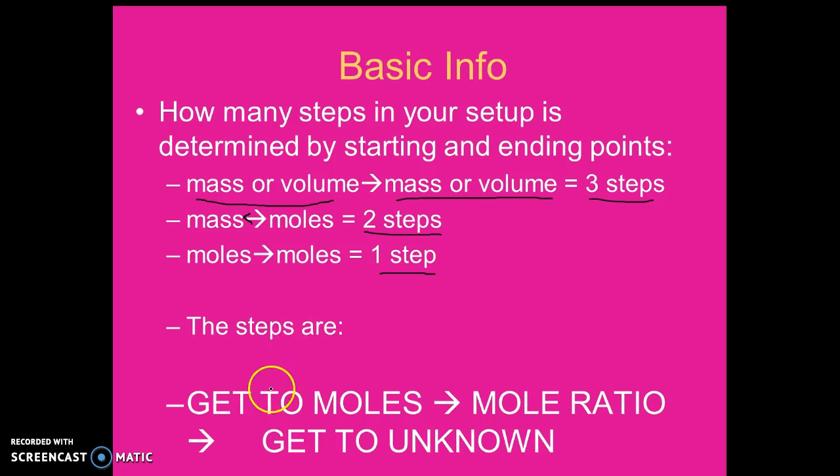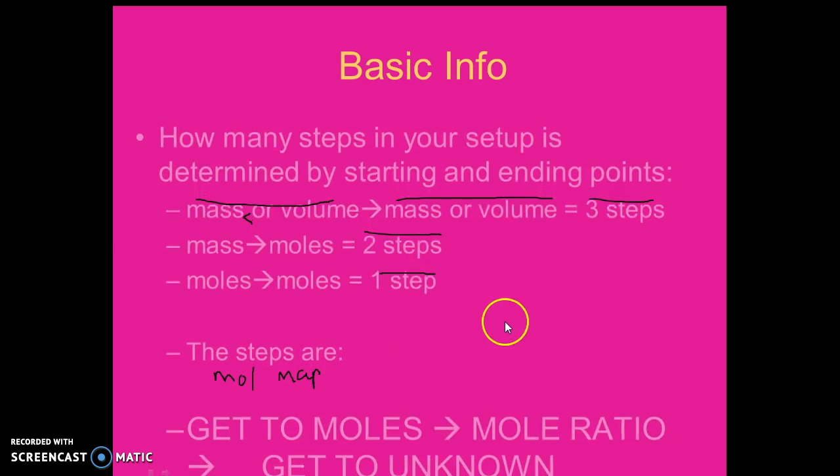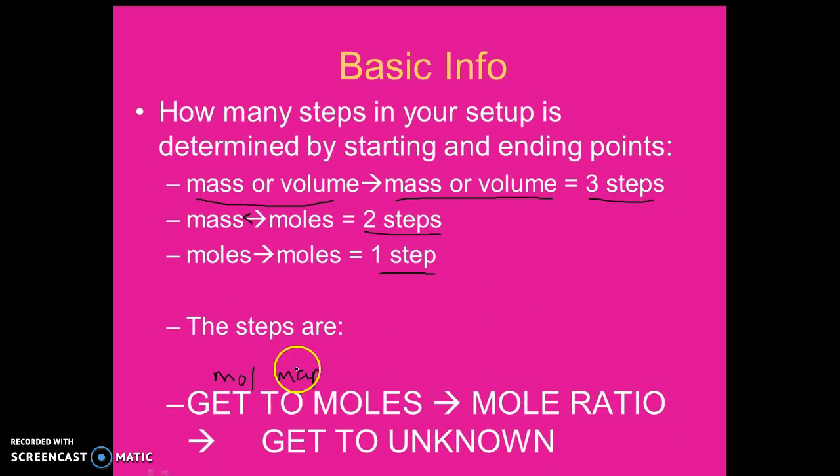The 3 steps of stoichiometry are get to moles, and we'll use the mole map for that. This is the mole map, so get to moles. We're going to have the mole ratio, and the mole ratio we know comes from the coefficients, and it's always the unknown over the given, and our units are always moles. And then we're going to get to our unknown, and this is our mole map.